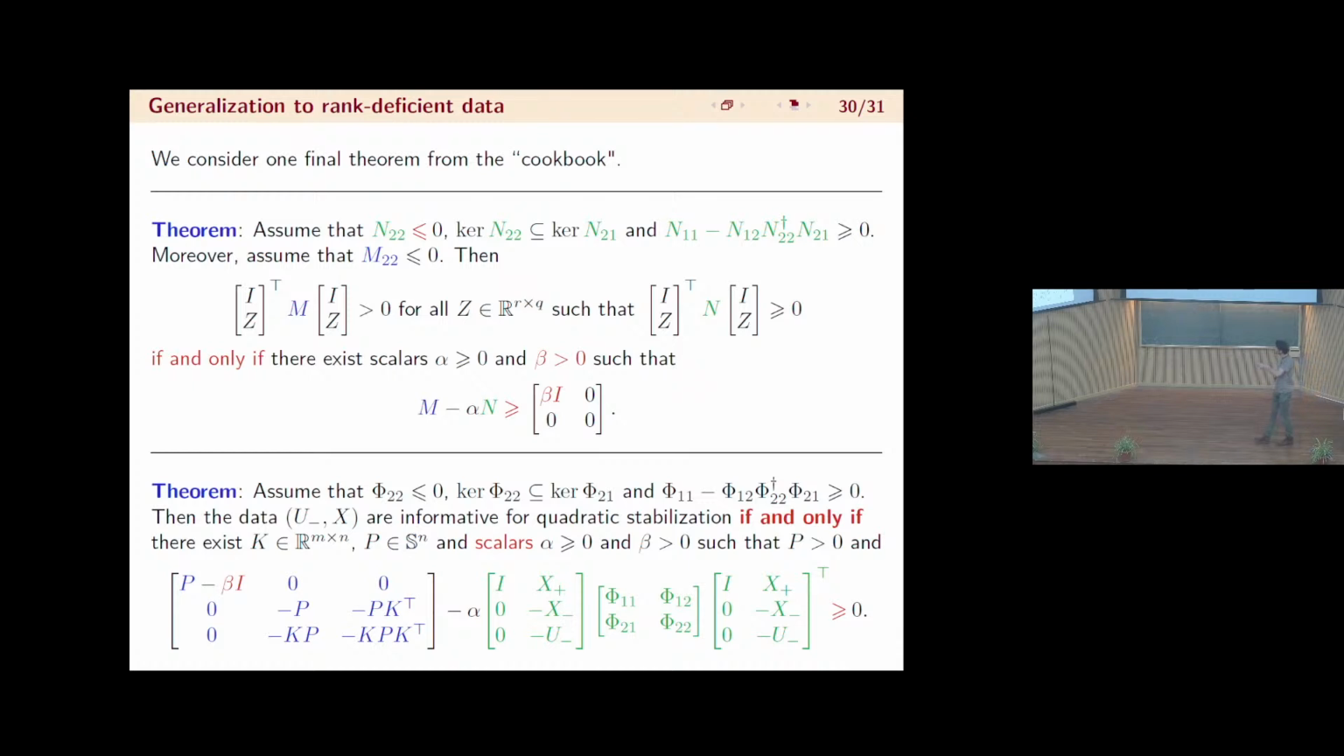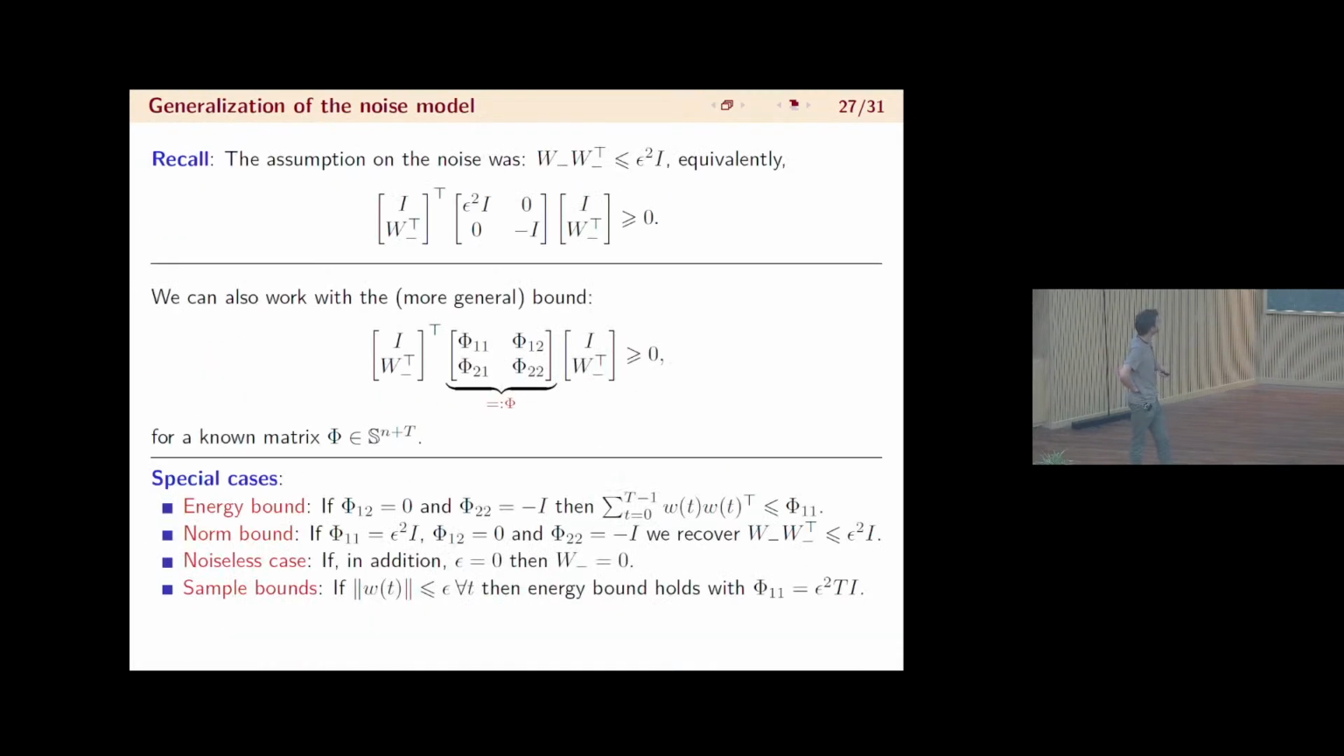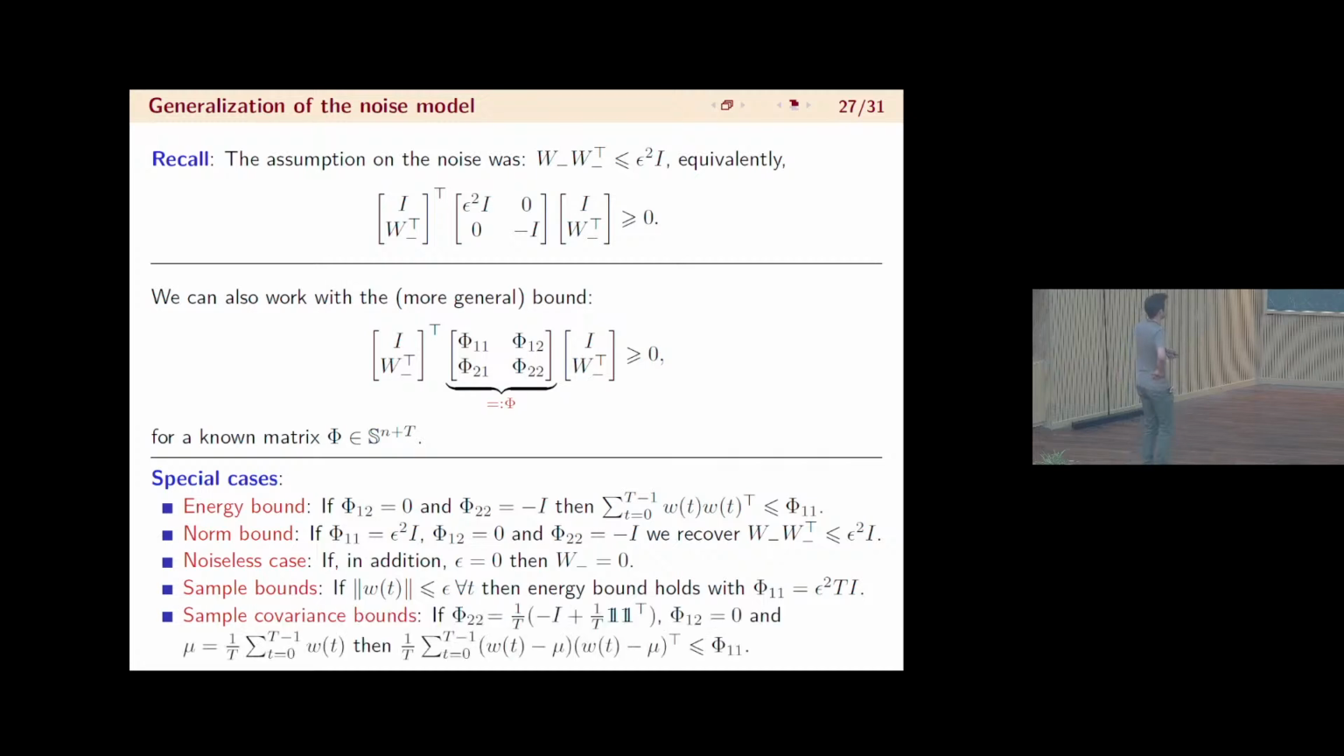Now, is that clear, that theorem? Are there any questions about this so far? No? Okay. On the other hand, it's satisfied for all the examples of noise models that we had before. Right, because in these examples, for instance, you take phi12 to be 0, so then automatically this kernel inclusion is satisfied.